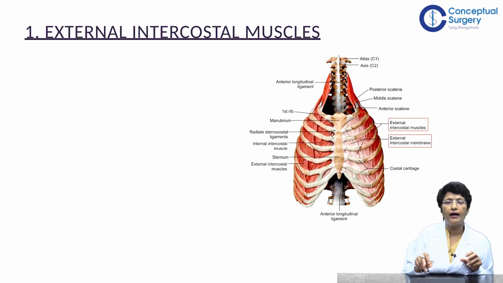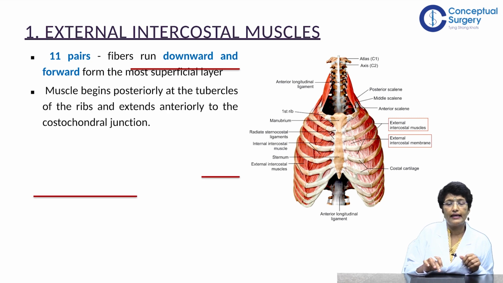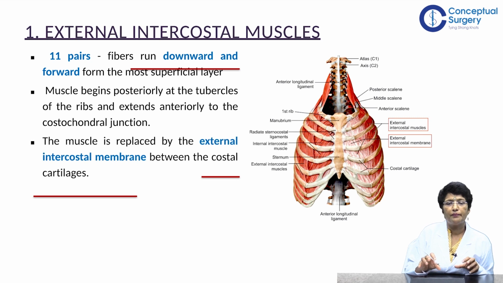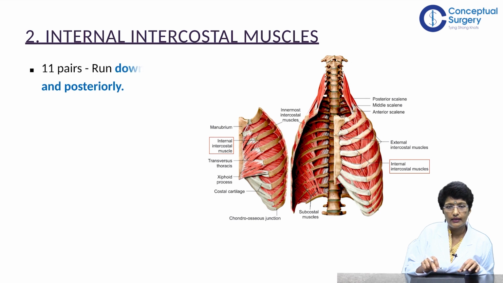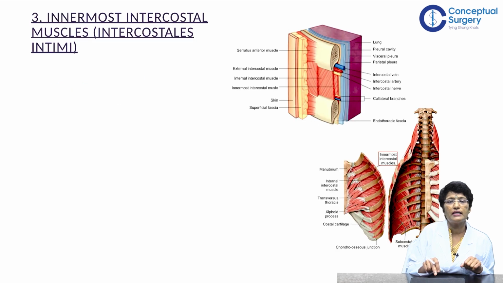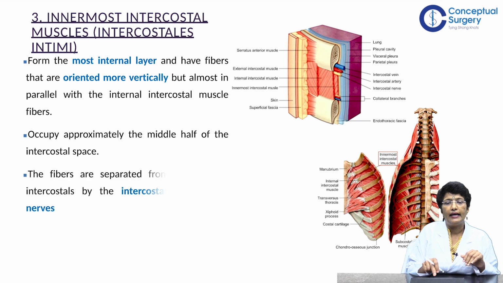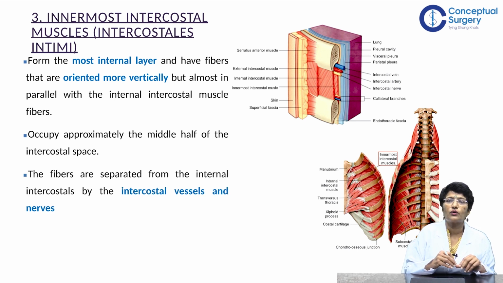So I will not really harp too much on these muscles, but we must just know that there are 11 pairs of external intercostals which run downwards and forwards, and they are the most superficial layer. And between the costal cartilages, it is replaced by a membrane. Then there is the internal intercostal muscle, which is again 11 pairs, and runs downwards and posteriorly. It is opposite to the way the external one was going. And then you have the innermost intercostal muscles. These are oriented more vertically, and these fibers are separated from the internal intercostals by the intercostal vessels and nerves.